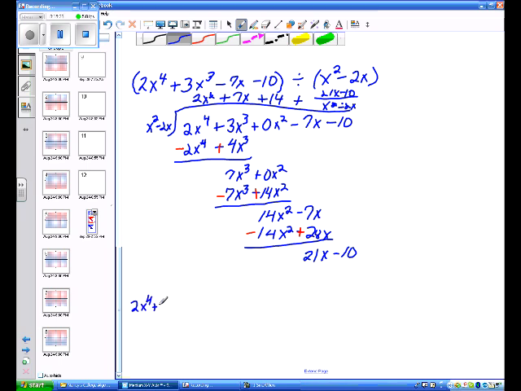If we wrote it as our algorithm, we would write it as 2x to the fourth plus 3x cubed minus 7x minus 10 is equal to (x squared minus 2x) times (2x squared plus 7x plus 14) plus 21x minus 10. Now you may just be asked to write the quotient, or you may be asked to write it using the division algorithm. It just depends upon your directions. But that's the same thing. Since our remainder was not 0, this says this was not a factor.